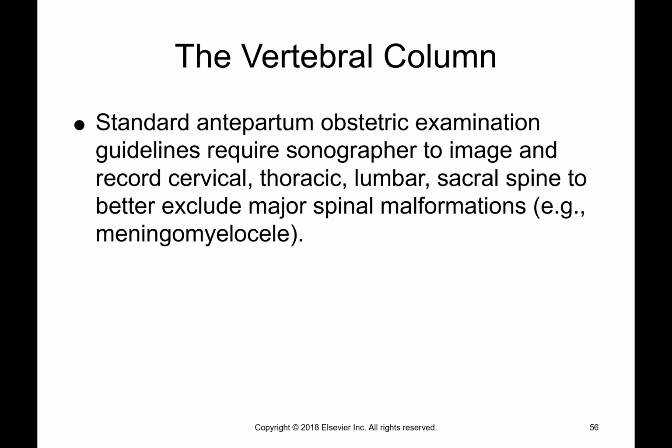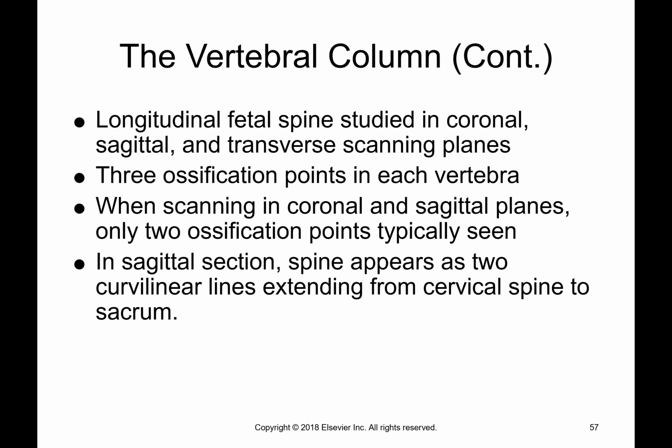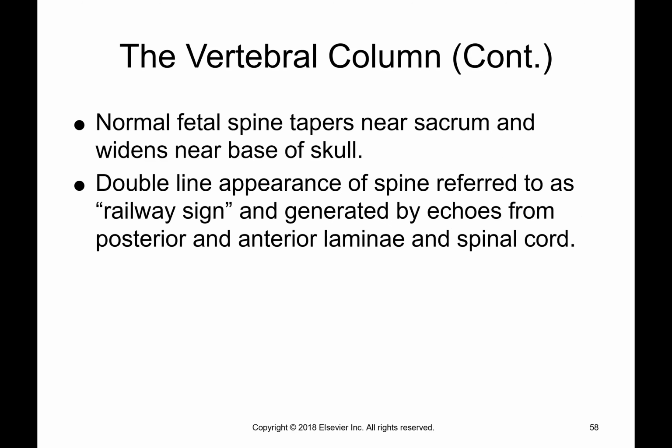Then you can go and look at the spine. Our obstetric examination guidelines require that the sonographer looks at the cervical, thoracic, lumbar, and sacral spines to better exclude major spinal malformations, meningomyelocele, which is spina bifida, and things that we'll talk about in our central nervous system chapter. So we'll do a long spine and a transverse spine.